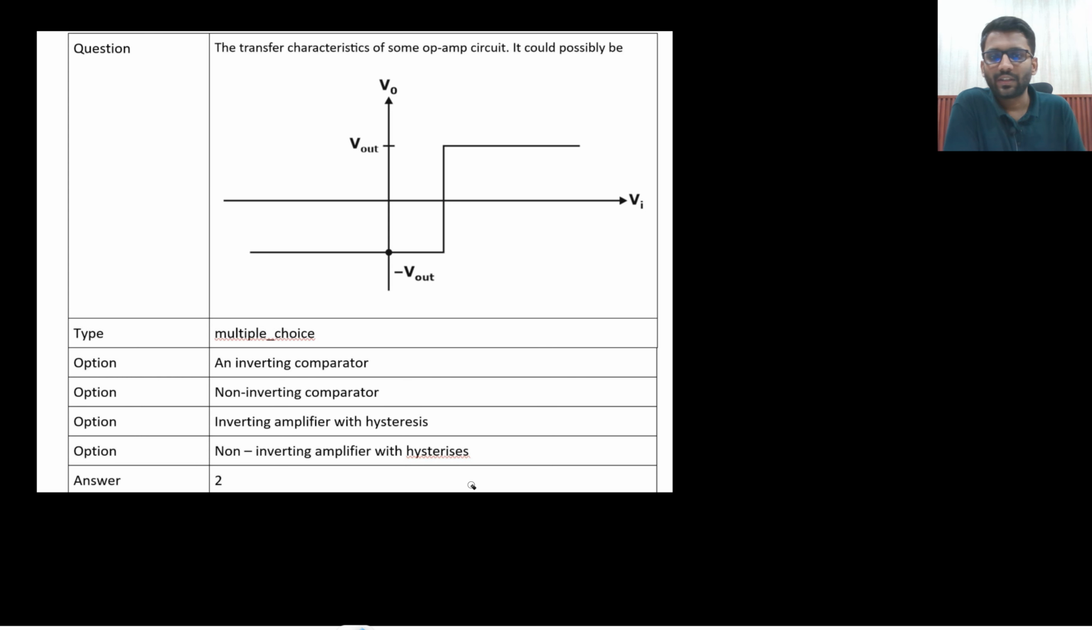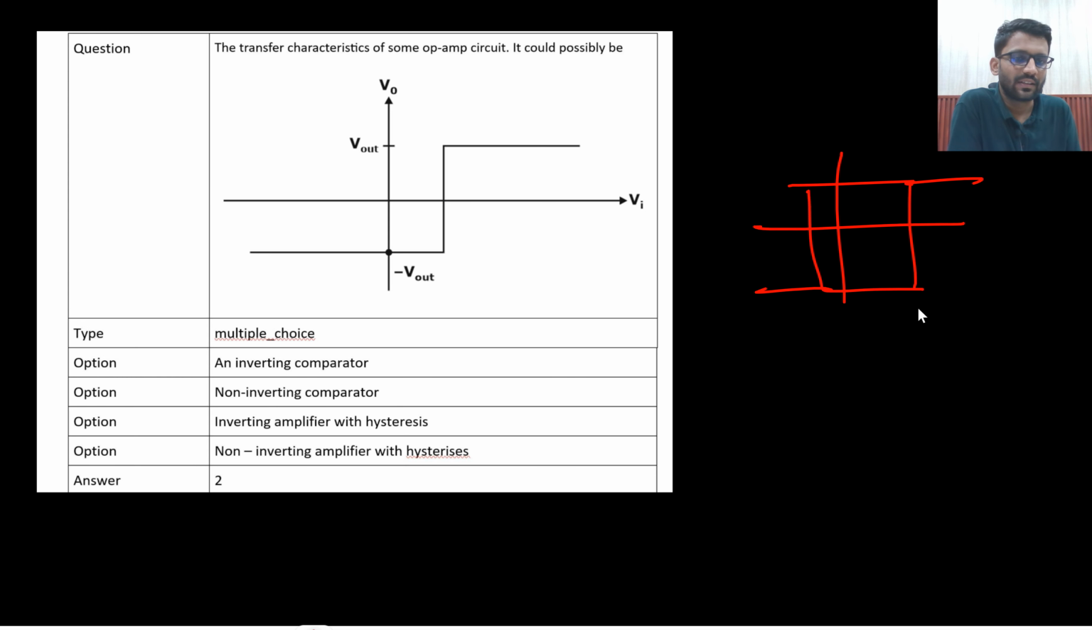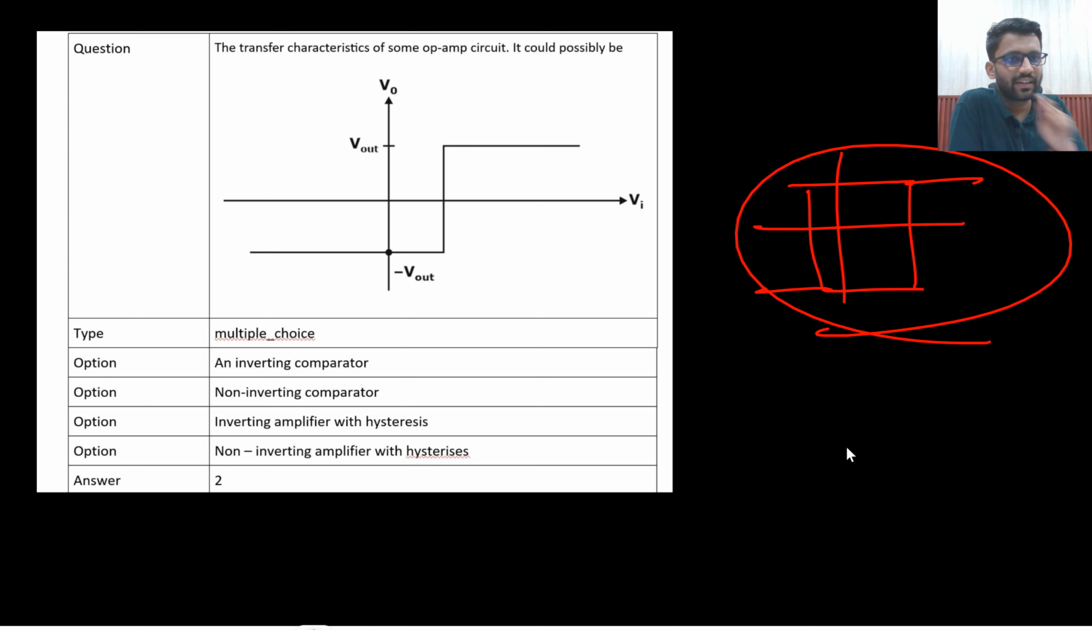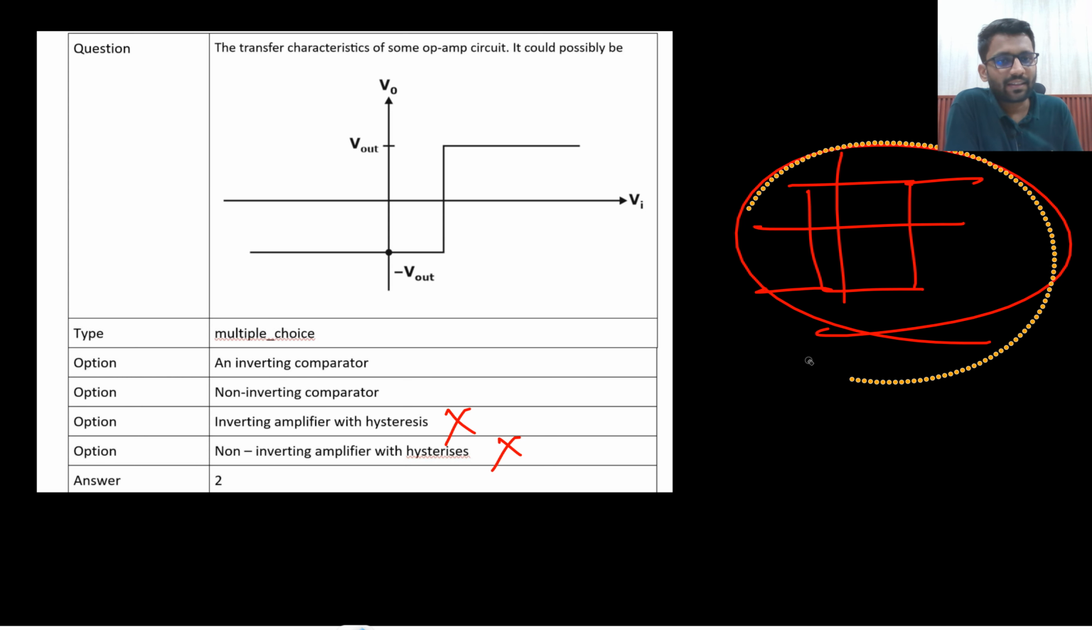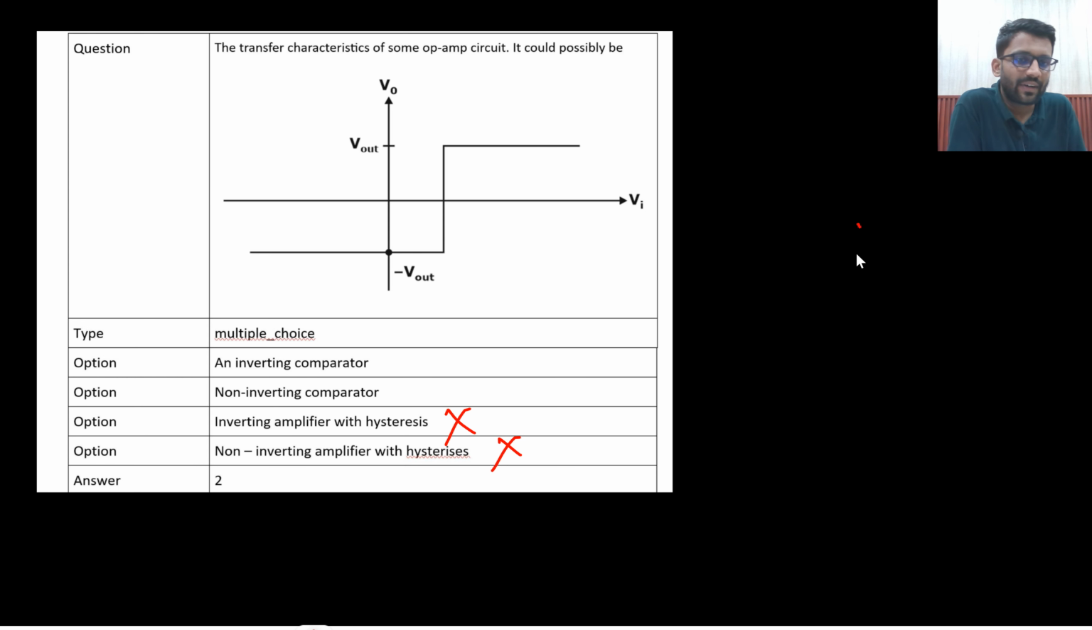Let's see the solution of this one. So is there any hysteresis? What do you mean by hysteresis? This is what we mean by hysteresis. In Schmitt trigger we get hysteresis, but it is not a Schmitt trigger because there is no hysteresis. So certainly these two options are wrong.